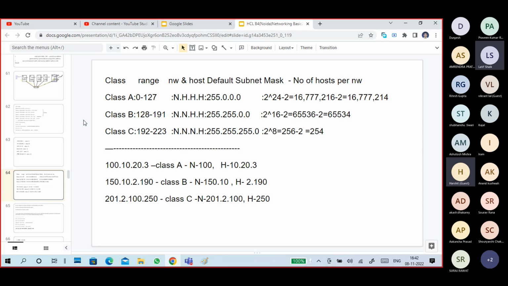Class C is 201.2.100.250. It is a class C. The first three portions are the network portion. So 201.2.100 is the network part and the last part is the host.